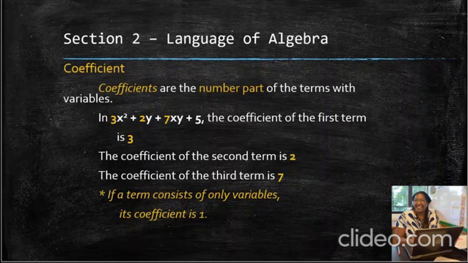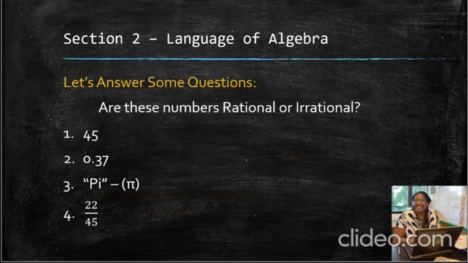Okay, those were our terms, our terminology. So let's look at some examples, answer some questions to see if you remember the difference between rational numbers and irrational numbers. So remember, I'll give you a little refresher that rational numbers can be written as integers or fractions or decimals. And irrational numbers do not stop. They do not repeat. They just continue on irrationally.